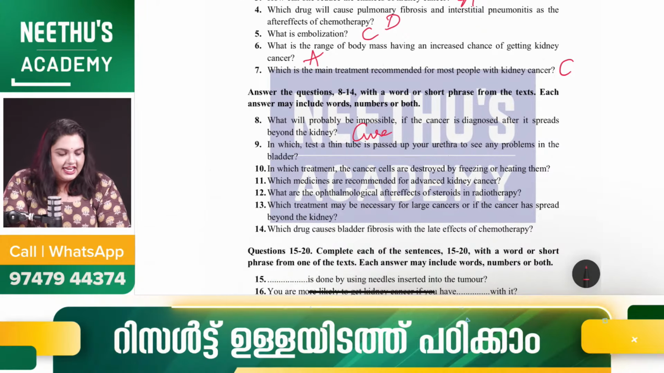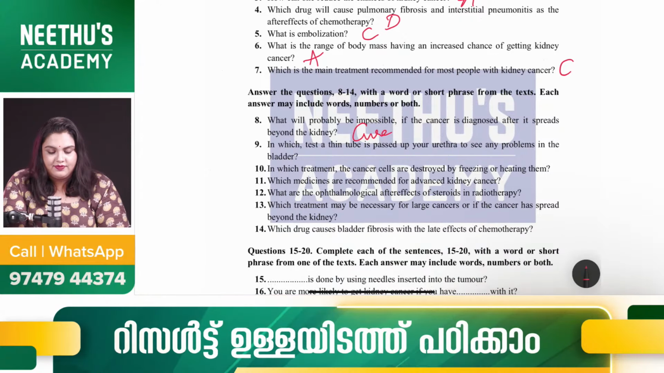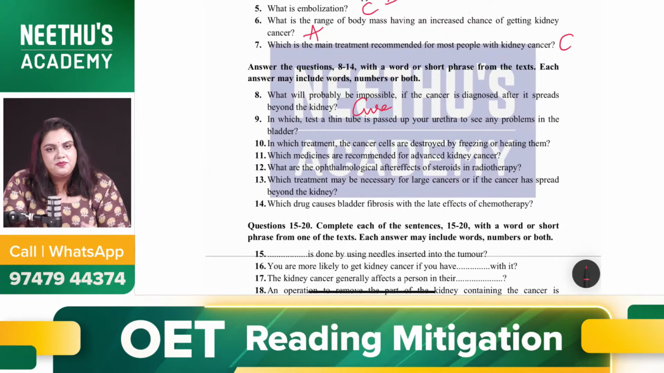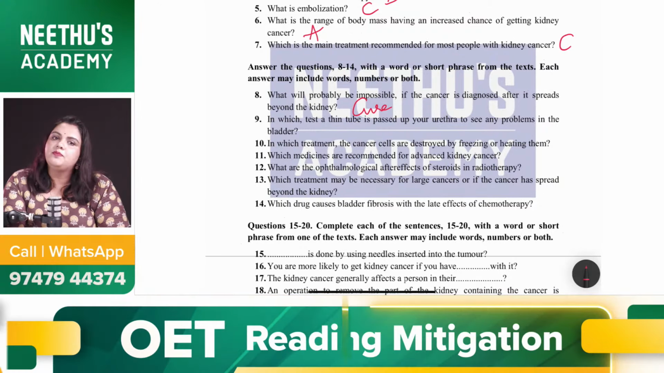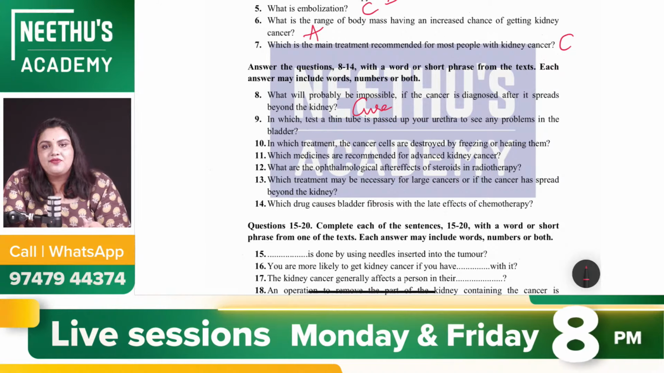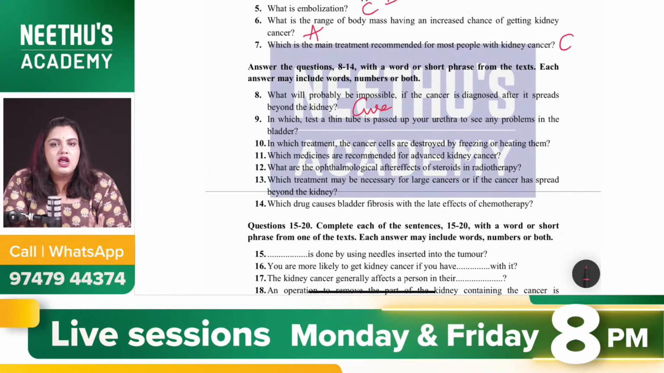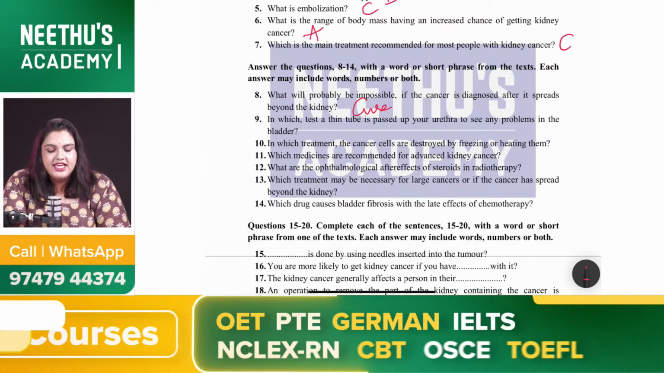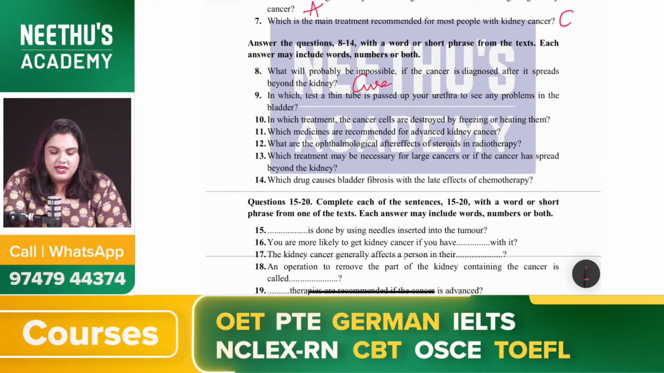Yes, surgery is what gives a cure. So, if it's spread beyond the kidney, surgery is possible. There is radical nephrectomy. So, that is the cure we get if it's spread beyond the kidney. Okay. Let's move to question number 9.